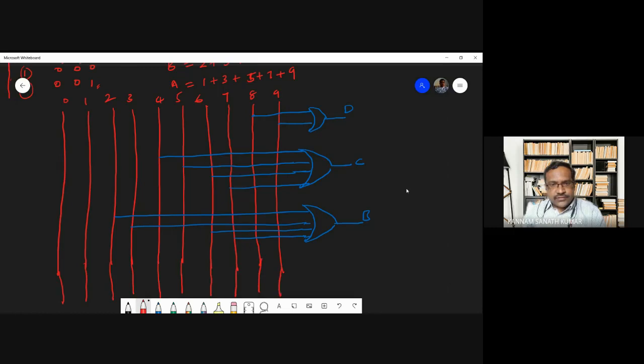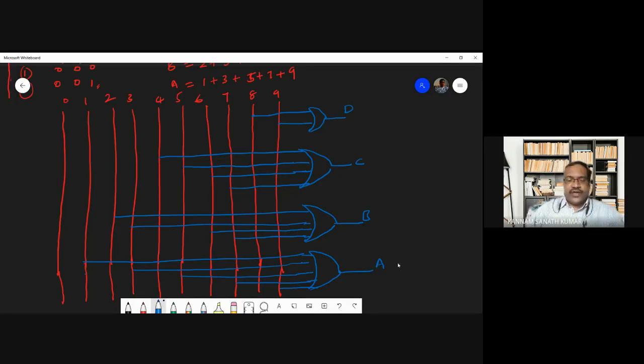Extend this. So 1, 1 or 3 or 5, 7, 9. Okay. So these are connected with an OR gate and this is nothing but zero. Okay. So this is the realization of a decimal to BCD encoder.